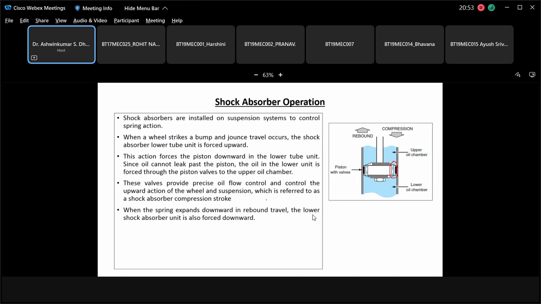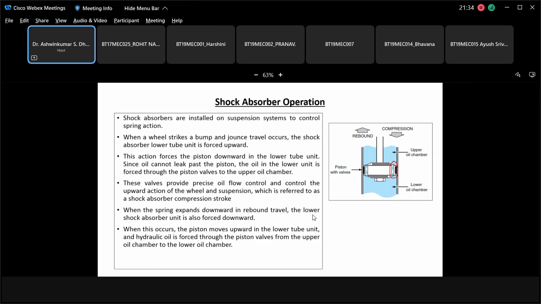When the spring expands downwards in the rebound travel, the shock absorber unit is also forced downwards. When this occurs, the piston moves upward in the lower tube unit, and the hydraulic oil is forced through the piston valves from the upper oil chamber to the lower oil chamber. That means this motion will continuously go on, compression and rebound, and oil keeps on shuttling from one part of the piston to the other part, thereby absorbing the energy. That energy, whatever is absorbed, is because of the viscous effect, converted into heat.